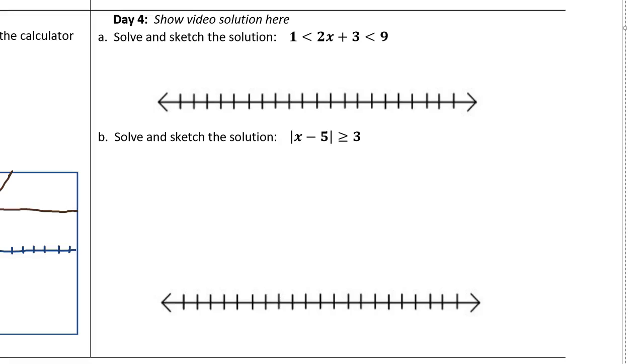Here's the answer for the day 4 bell work. Solve and sketch the solution on this number line. Here we have an inequality statement. The variable x is located in the center of the statement. Let's isolate x in that position.